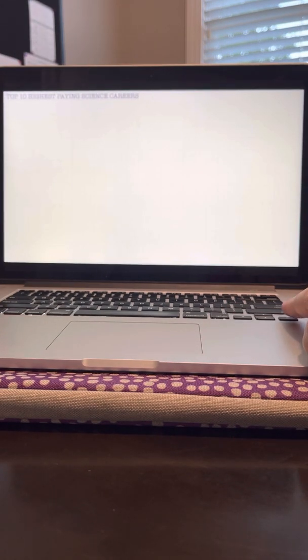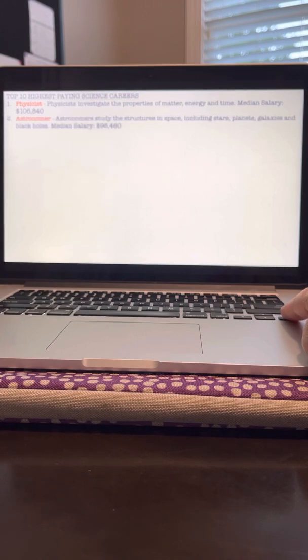I compiled a list of the top 10 highest paying science careers. Just jobs that you might not have thought about, but this year you might start thinking about what you want to do as a career in college. There's a physicist. They investigate the properties of matter, energy, and time. Then there's an astronomer, and they study structures in space, like stars, planets, galaxies, black holes.